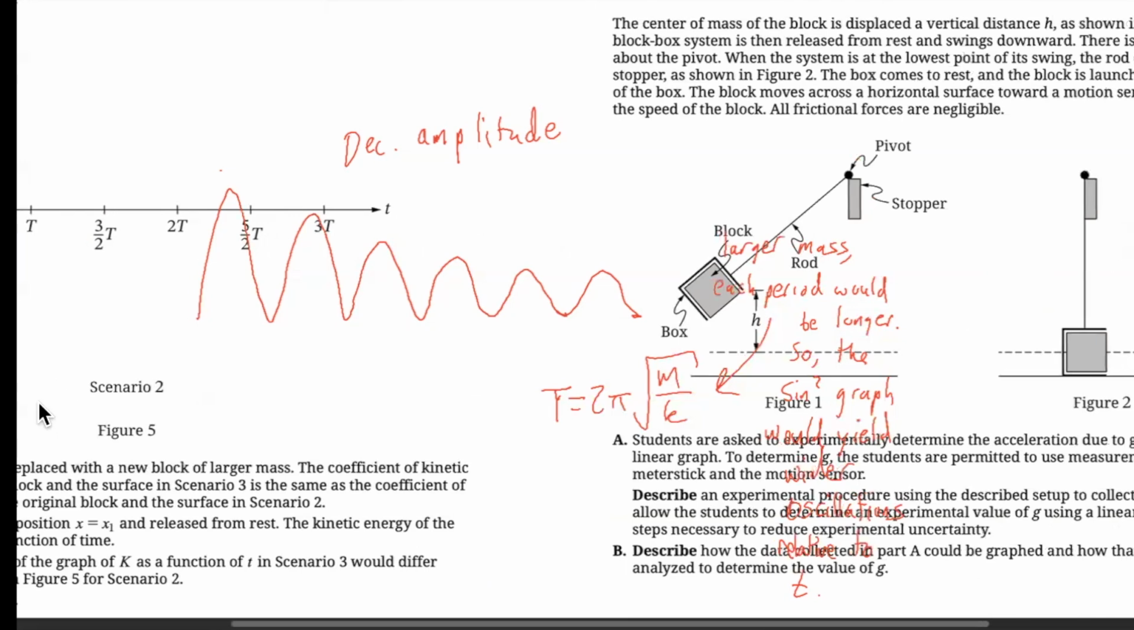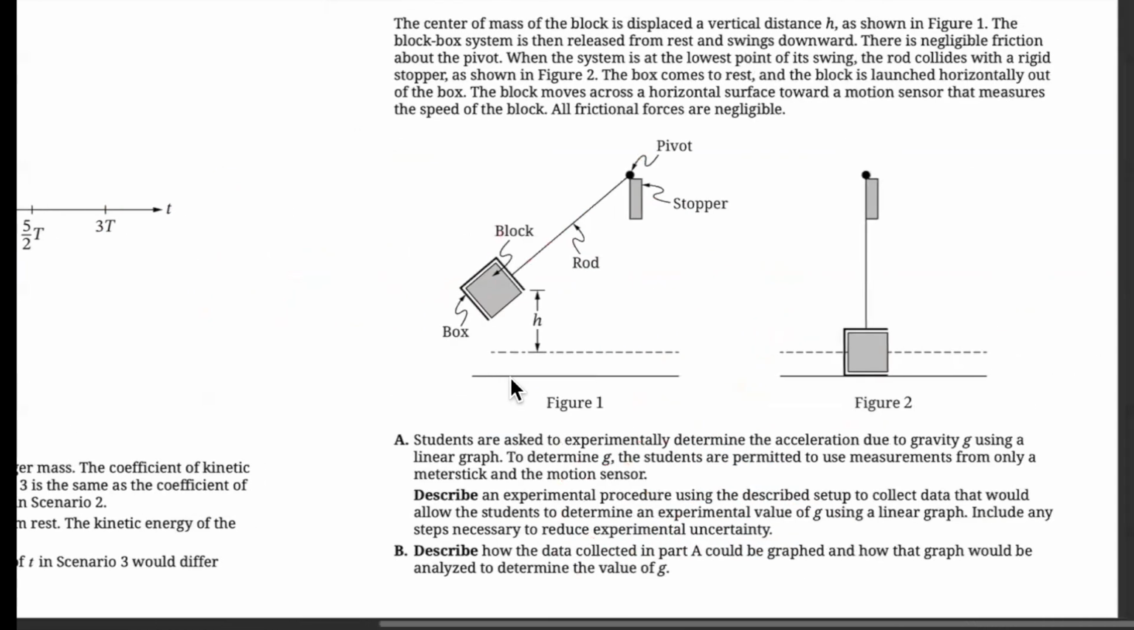Next question. You've got a pendulum, it looks like. Center of mass is at a distance of h. There's negligible friction. The rod collides with a rigid stopper when it's at the lowest point, and then it comes to rest, and the block is launched horizontally out of the box. Oh, I thought this was just going to be a pendulum, but no. Wow, okay. The block moves along a horizontal surface towards a motion sensor that measures the speed, and you have to find the acceleration due to gravity with a motion sensor and a meter stick.